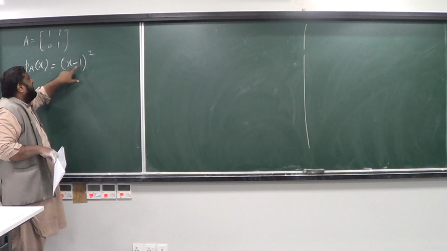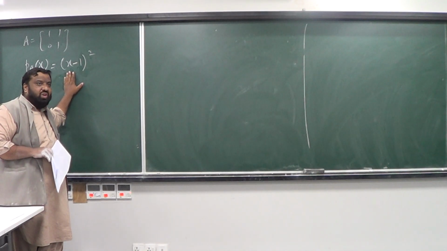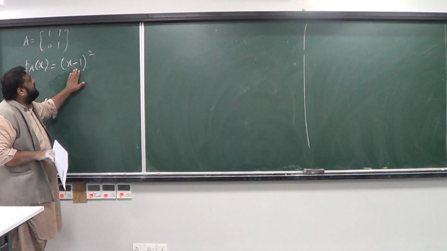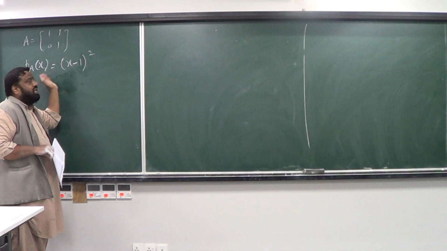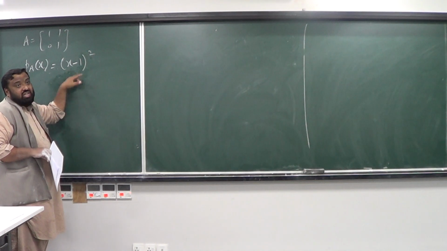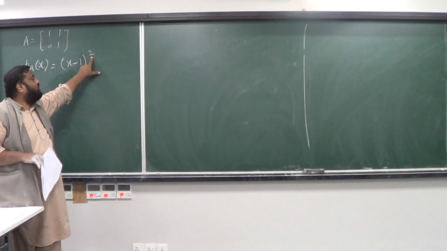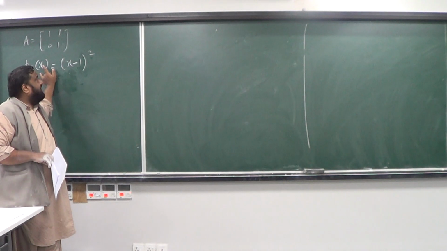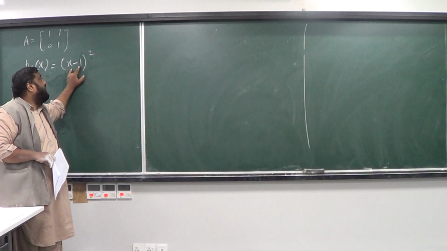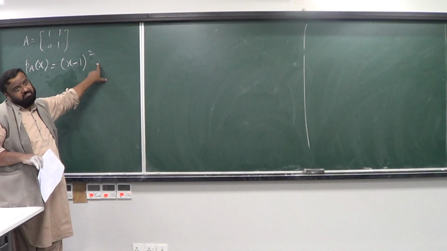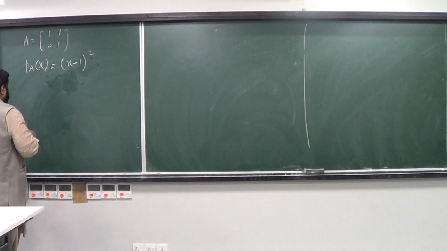I'm going to say the algebraic multiplicity of an eigenvalue is the number of times this factor appears in the characteristic polynomial. Since the factor x minus 1 containing the eigenvalue appears 2 times in the polynomial, you say the algebraic multiplicity of the eigenvalue 1 is 2. Let me define it in a more general manner.